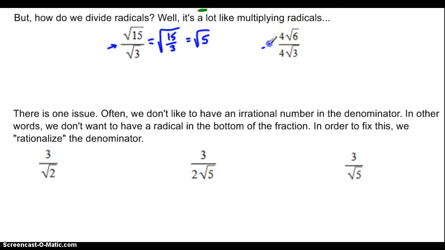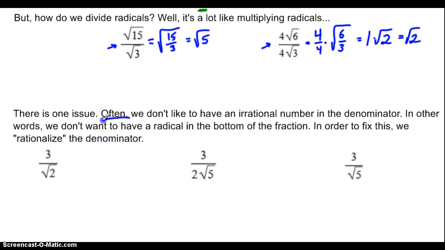Similarly, take a look at the second example. We've got 4 over 4, and the square root of 6 over the square root of 3. This can be rewritten as 4 divided by 4 times the square root of 6 over 3. Now we know that 4 over 4 is just 1, and 6 over 3 is 2. This can be rewritten as 1 square root 2. And since the number 1 out in front isn't necessary, because 1 times anything is just itself, this can be rewritten as the square root of 2.